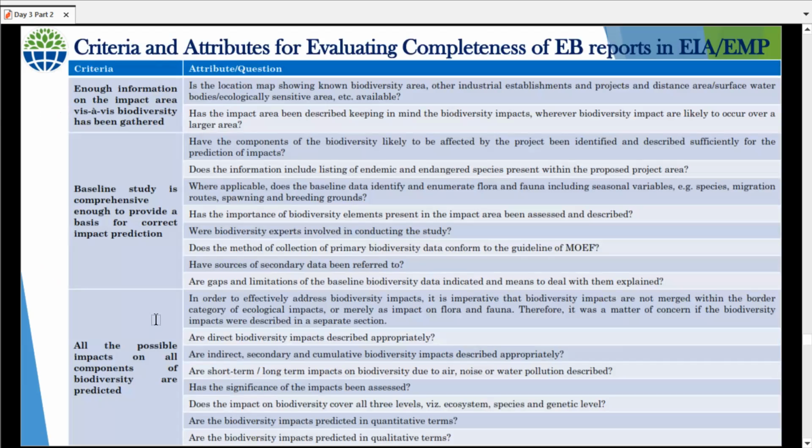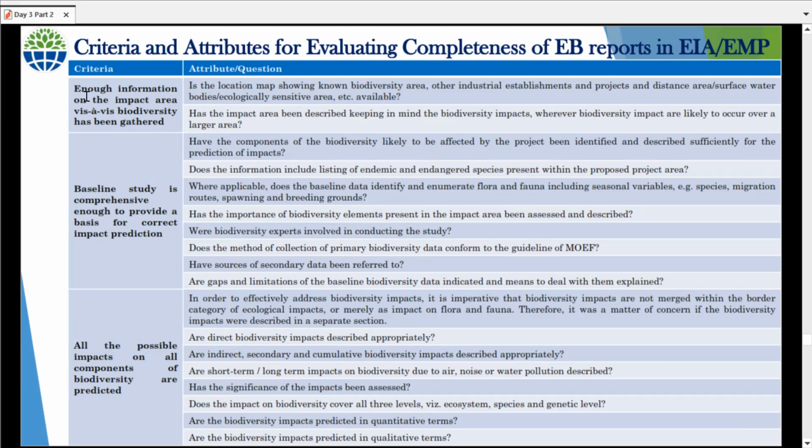Are some annexes if you have. Here are the attributes to check the criteria, meaning whether your ecology biodiversity or some area has covered all these things or not. So these are the questions; if you go one by one, you can see this is the questionnaire only. By asking these questions, one can easily review whether your EIA has this type of information or not.